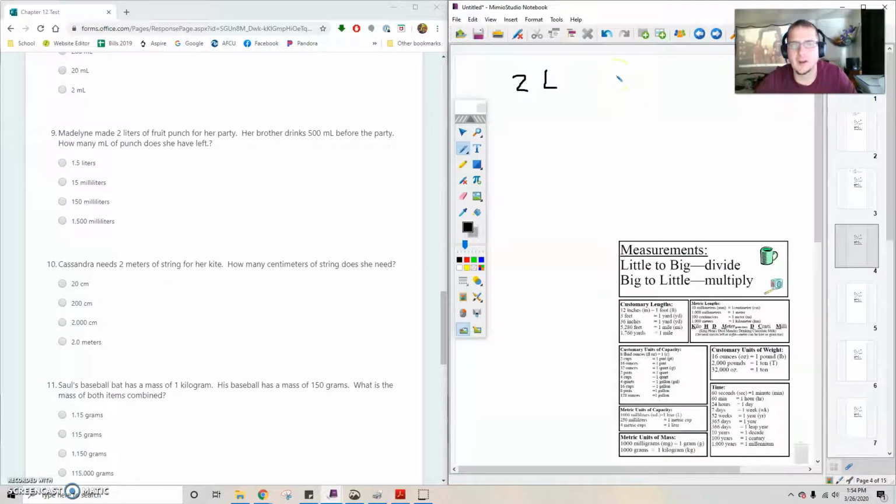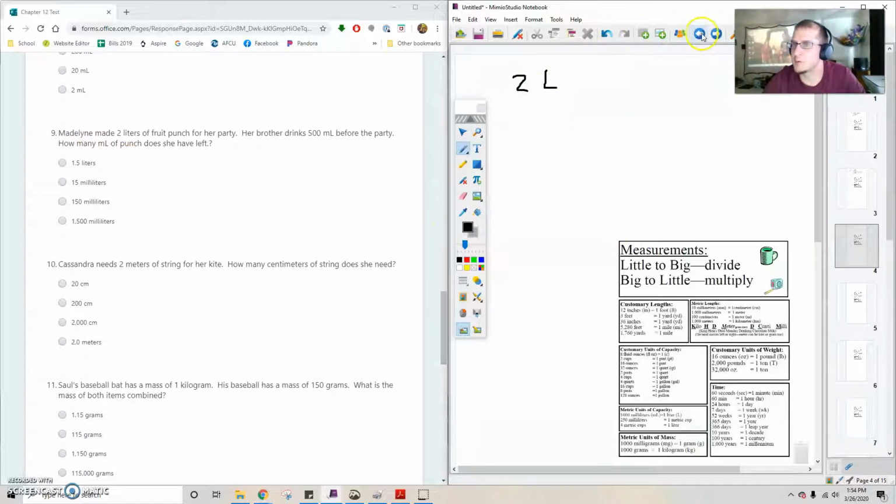Okay, and her brother drank 500 milliliters. So those aren't the same units. We're going to have to convert those into the same units. So our answer needs to be in milliliters. So how many milliliters are in a liter?